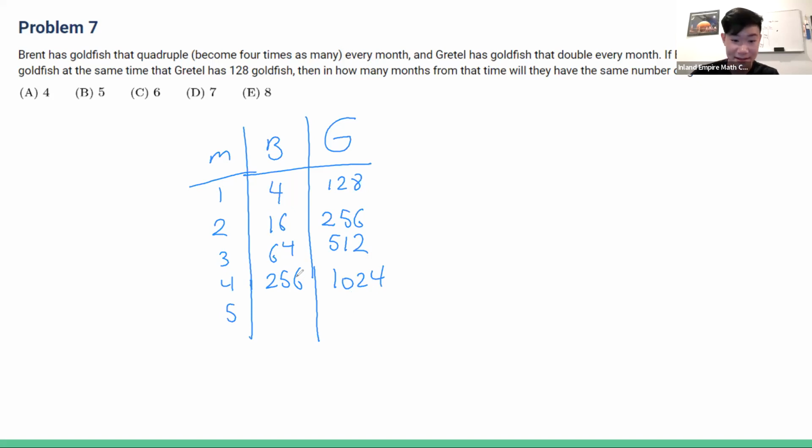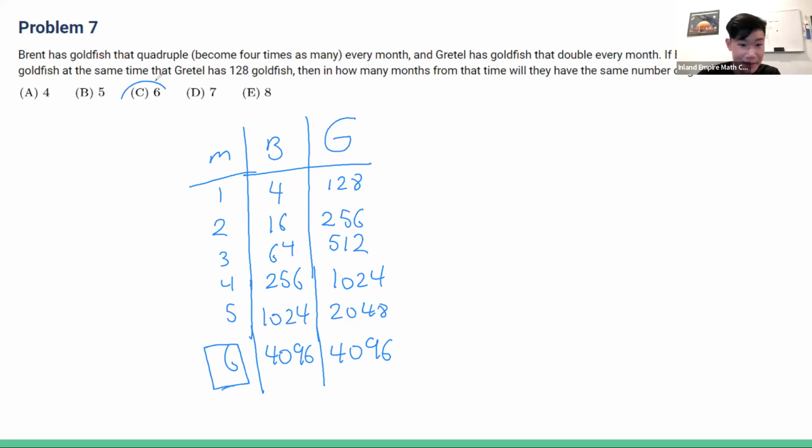So I'm going to multiply this one by 4 again, and that would be 1,024, and this one would be, because I'm multiplying by 2. Okay, so not quite equal yet. I'm going to multiply this one by 4 again. So if you can't tell, I'm actually looking at numbers that I already calculated because calculating this might take a while. But we see that we already have the same amount of goldfish on month 6. So the answer is C. So if you got C, good job.